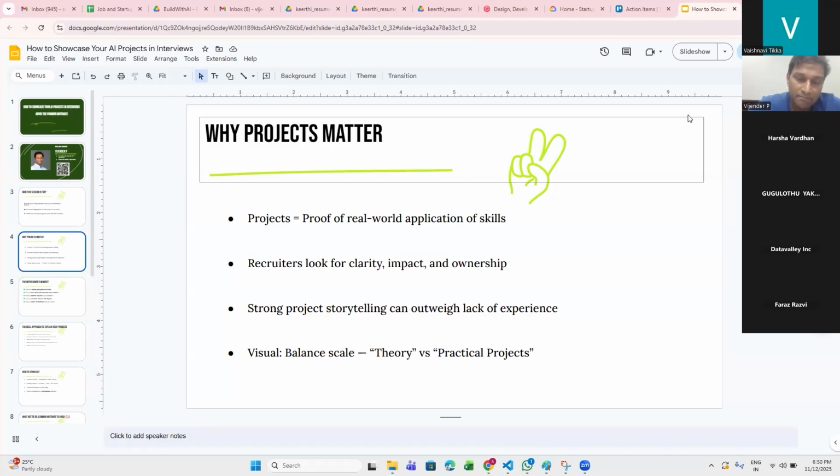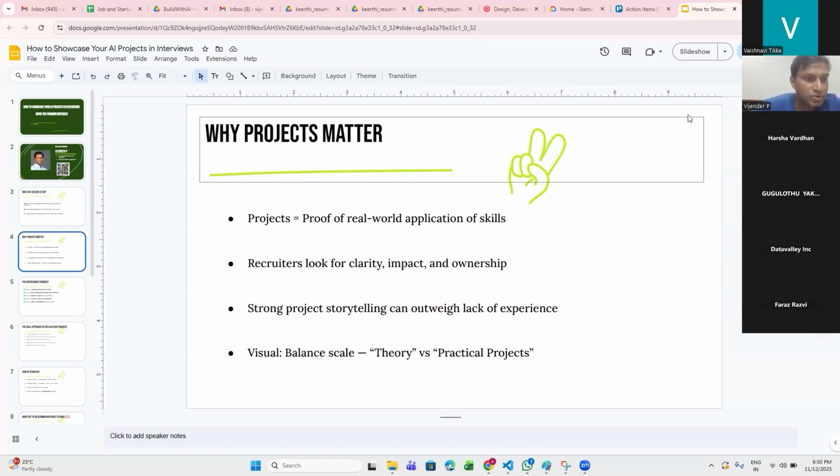So clarity, impact, and ownership, very top attributes that most recruiters look for. Correct. And when they review the resume also, they try to gauge these three attributes of every candidate. Okay. Is the candidate clear about what they're trying to do? Or are they just trying to say some mumbo jumbo?